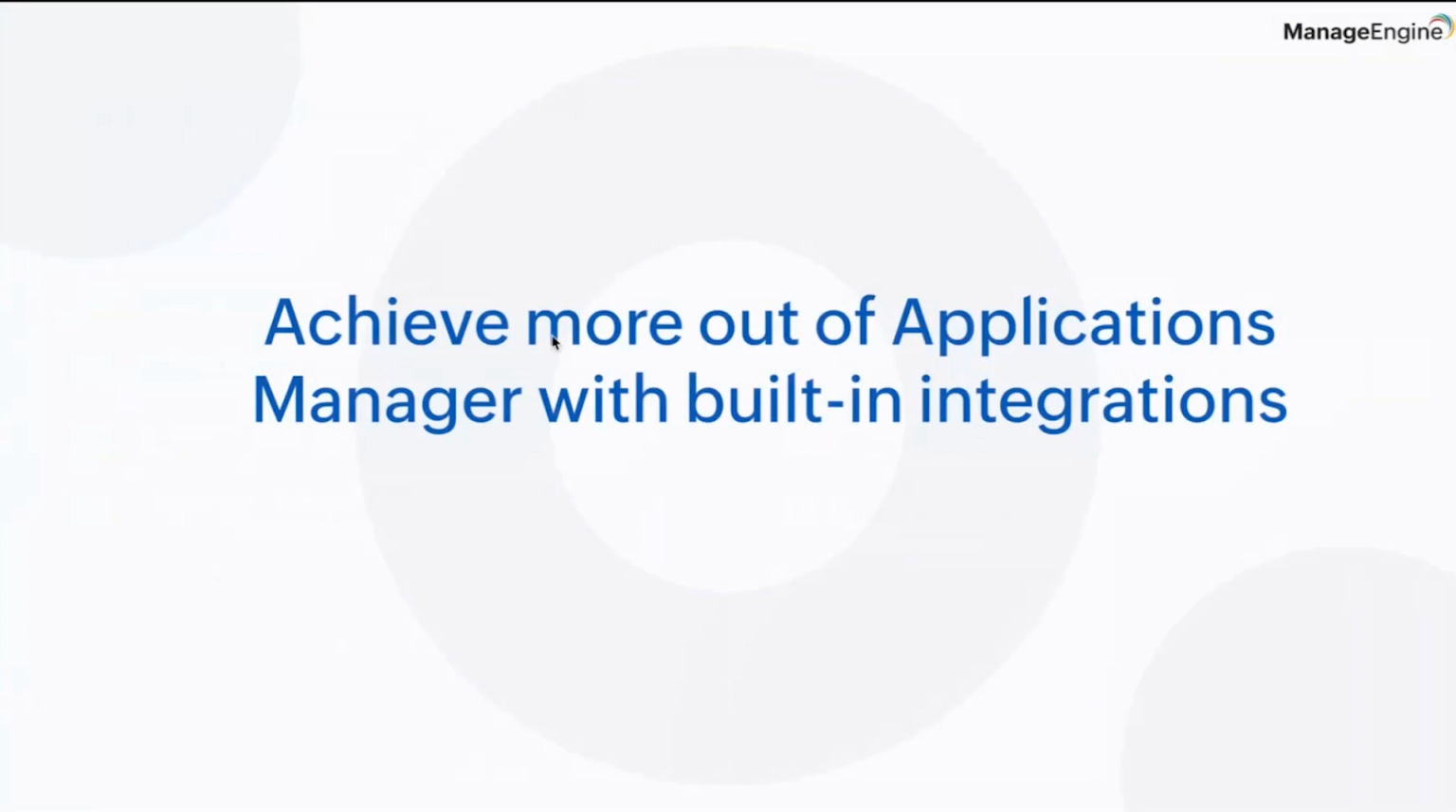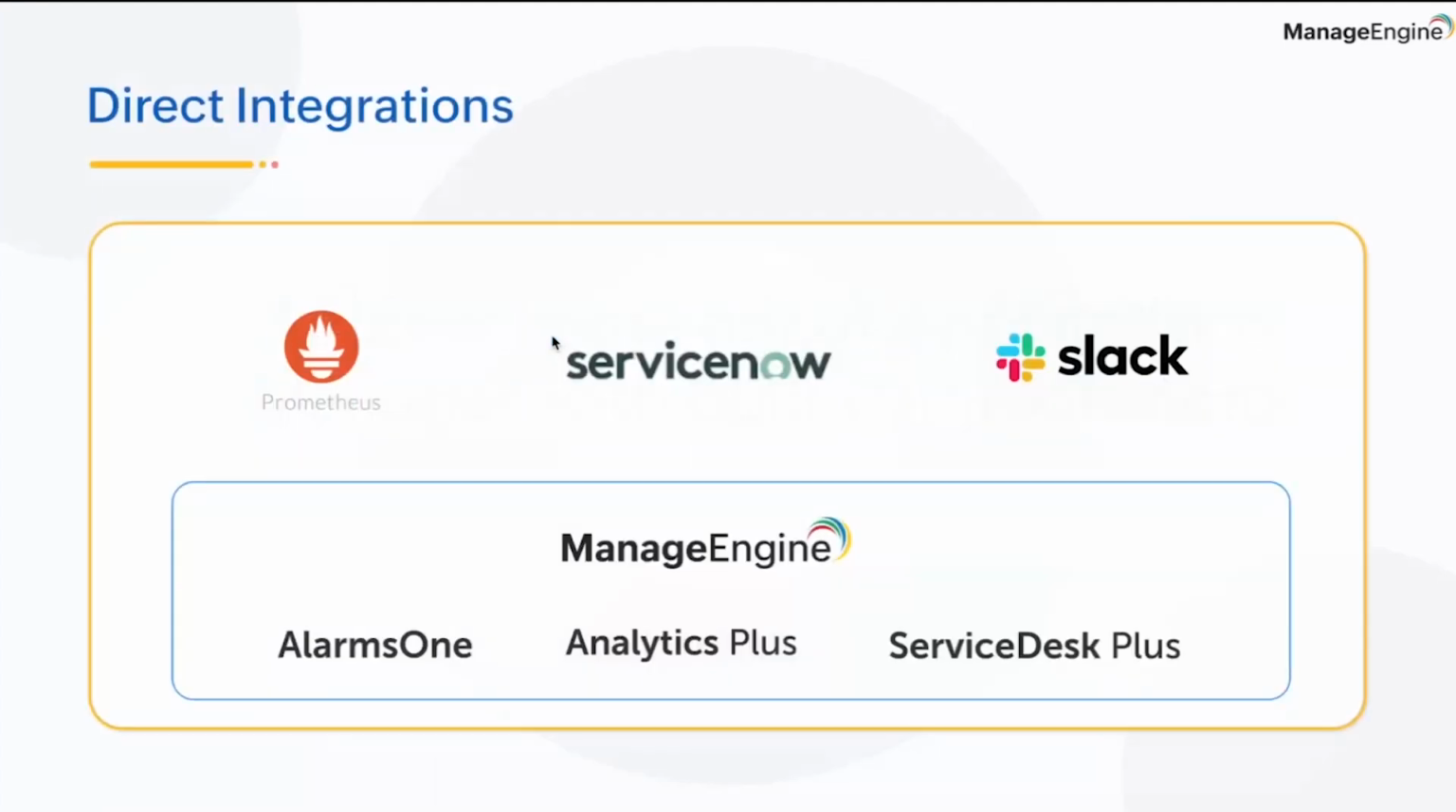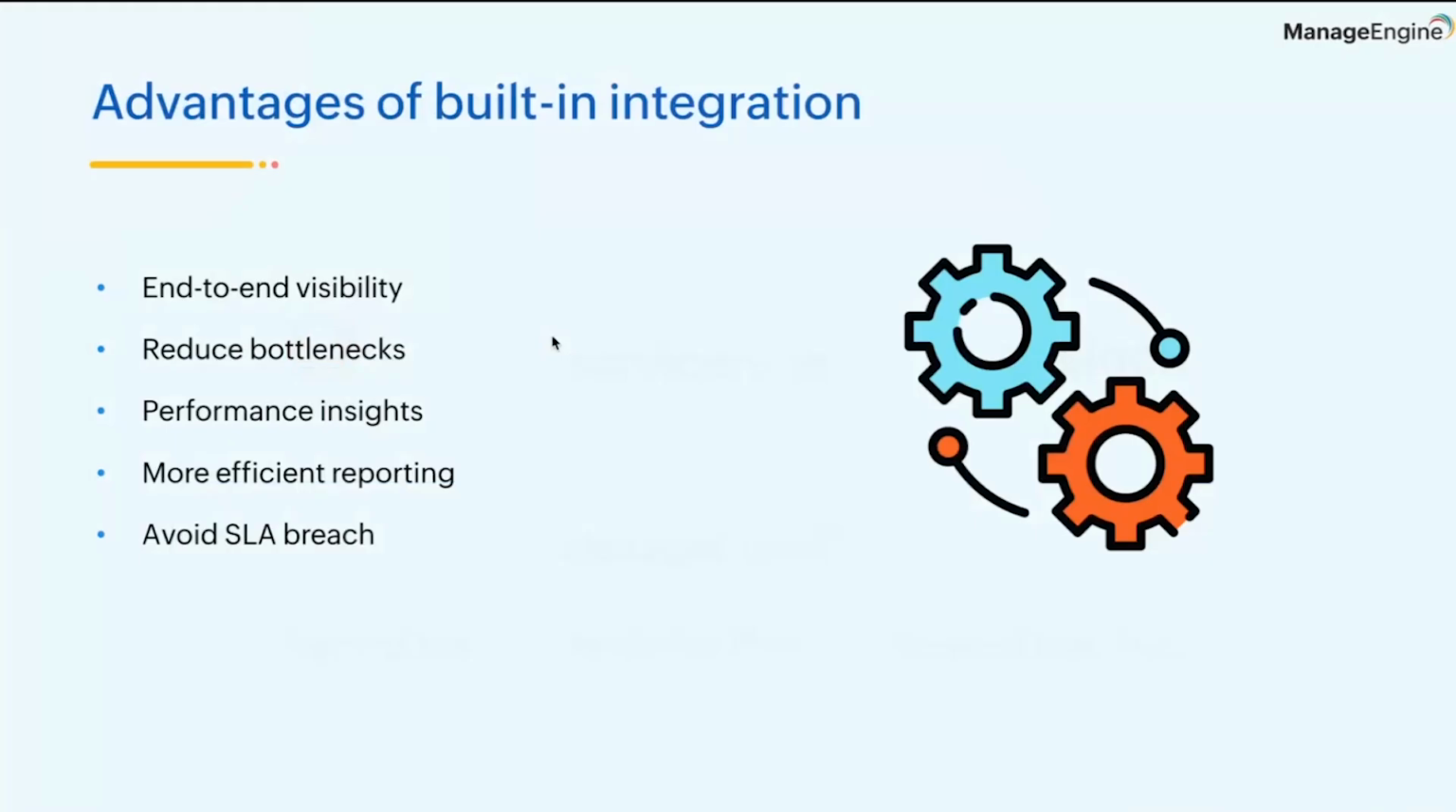Now let's move on to the last topic for the day, which is achieving more out of Applications Manager with built-in integrations. Now, Applications Manager has direct integrations with third-party solutions like Prometheus, ServiceNow, and Slack. But aside from this, we also integrate tightly with Alarms One, Analytics Plus, and ServiceDesk Plus. Now, these integrations will help you get end-to-end visibility into the performance of your IT infrastructure. They will help you reduce bottlenecks, improve performance insights, as well as help avoid SLA breaches.